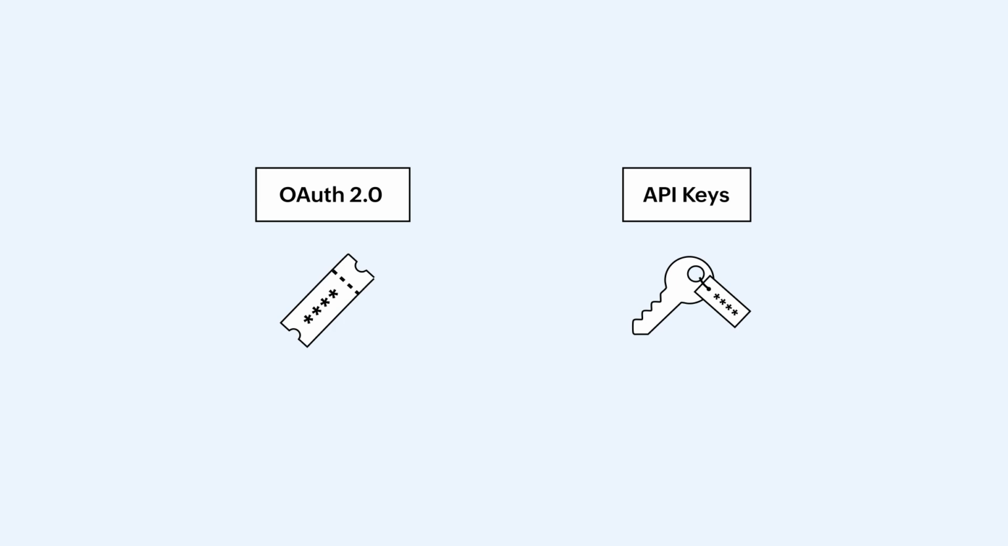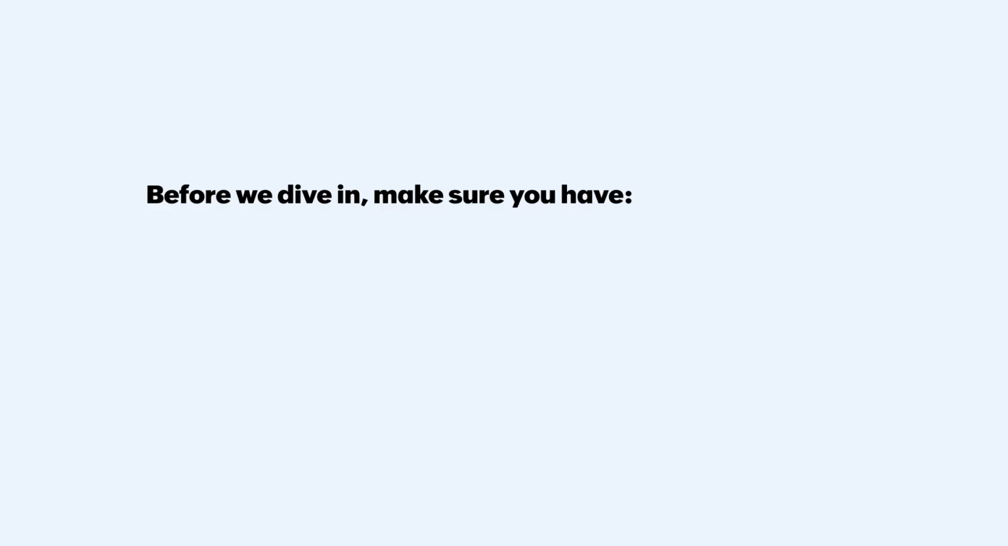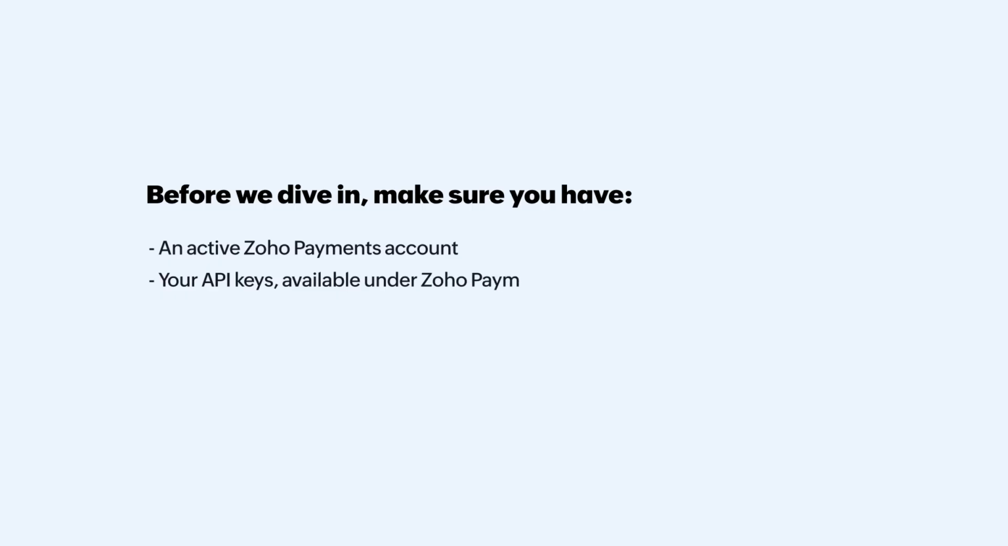In this video, we'll walk you through the process of generating OAuth 2.0 access and refresh tokens to begin using the APIs. Before we dive in, make sure you have an active Zoho Payments account and your API keys, available under Zoho Payments, Settings, Developer Space. Let's get started.